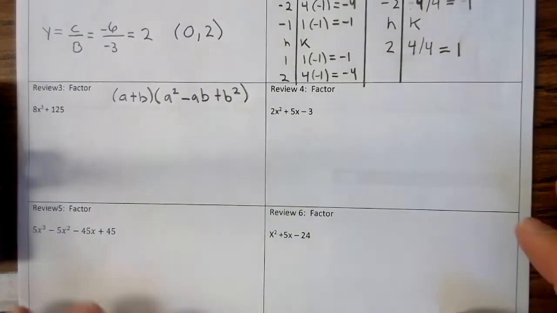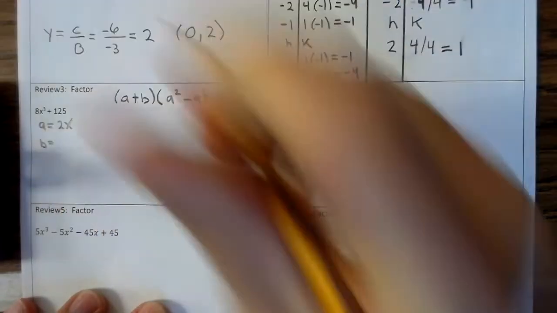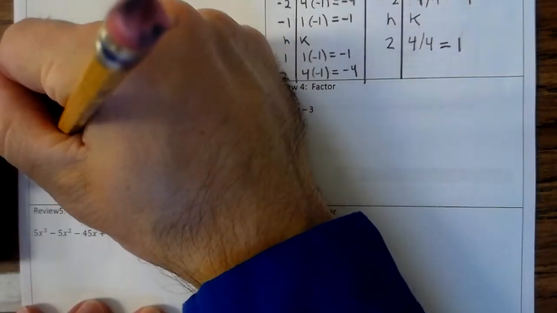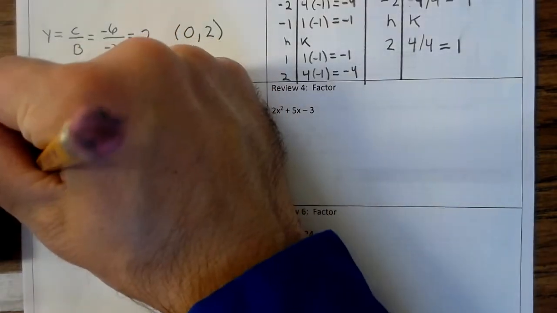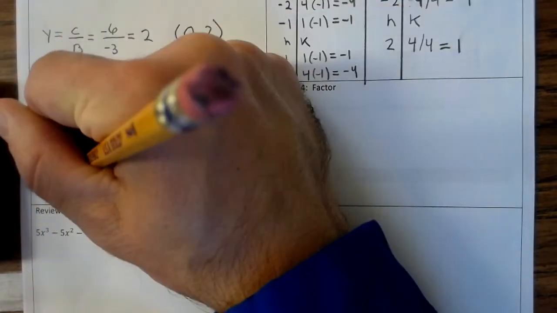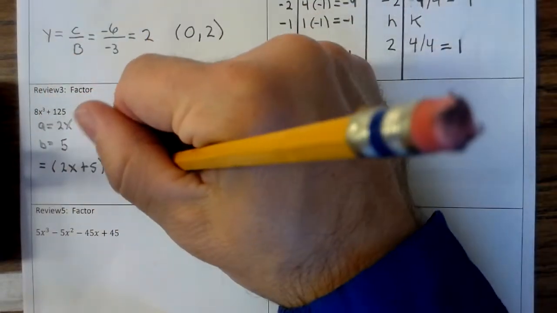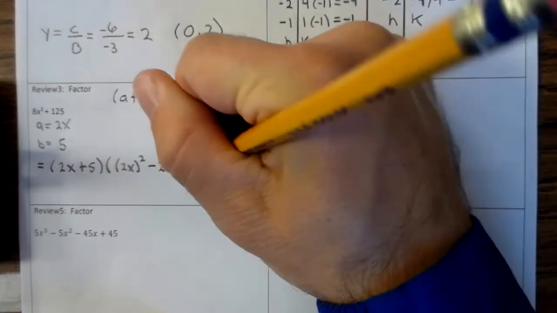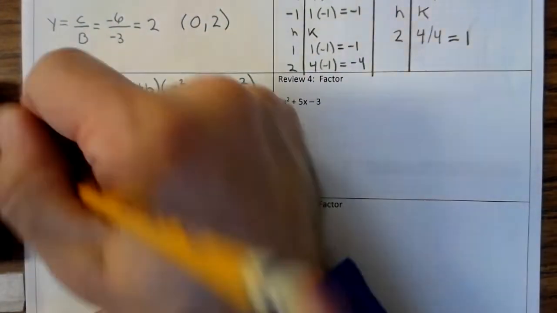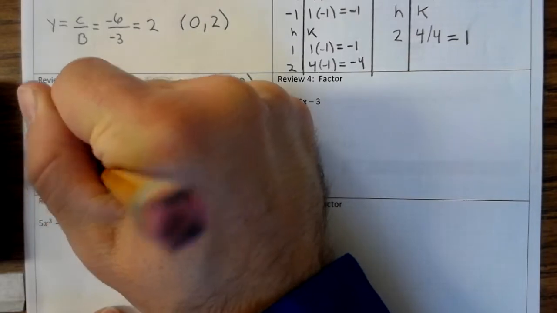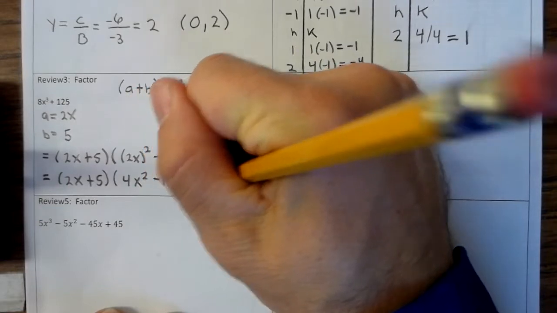All right, so we need to figure out what A and B are first. So A, well, 2 cubed gives us 8, so that's 2x. And then 5 cubed gives us 125. Okay, so then, real simple, we plug those in, so it's 2x plus 5 times 2x squared minus 2x times 5 plus 5 squared. So then that's just 2x plus 5 times 4x squared minus 10x plus 25.